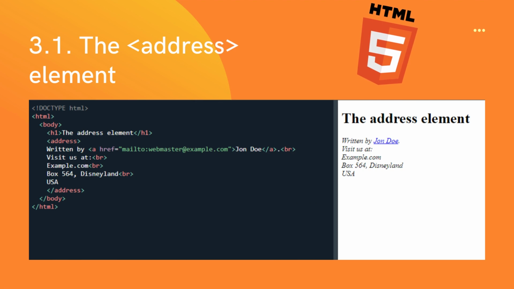Element address defines the contact details of the author of the document owner. The address element represents contact information about a person or organization. It must include the physical and digital location, contact information, and means of identifying the person or organization to which the information belongs. The browser usually displays italics.